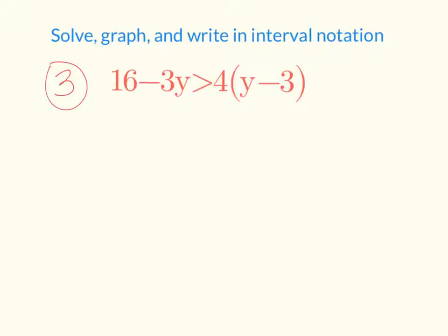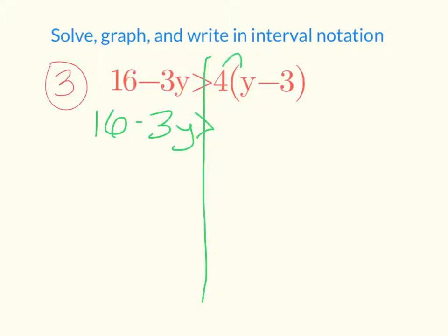And then finally, we have an inequality with variables on both sides here. So again, remember with equations, we want to simplify first. So I see we have a distributive property part here we have to do. So we're going to just drop the left side down, and then we're going to distribute the 4 with the y and the negative 3. So 4y, and 4 times negative 3 is negative 12.